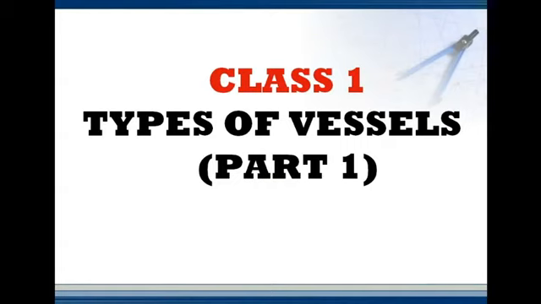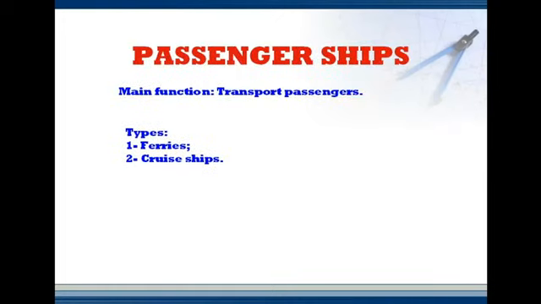Class 1. Types of vessels. Part 1. Passenger ships. The main function of passenger ships, as the name says, is to transport passengers, but they can also carry some cargo. The types of passenger ships are ferries and cruise ships.